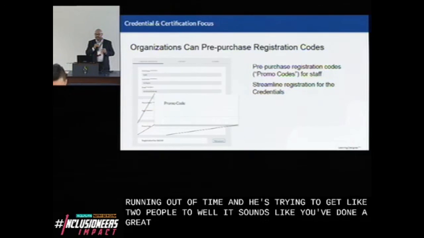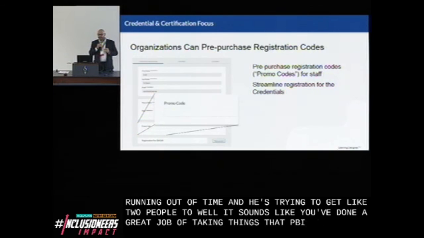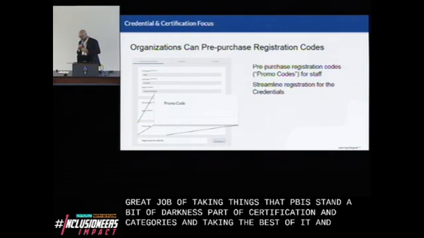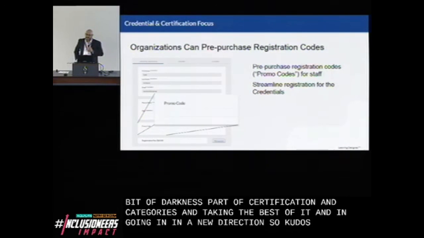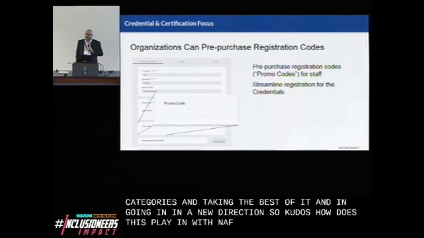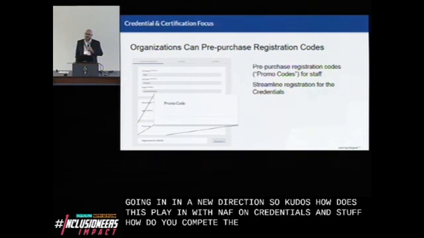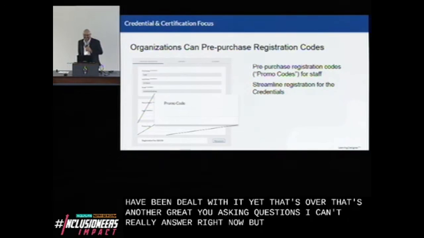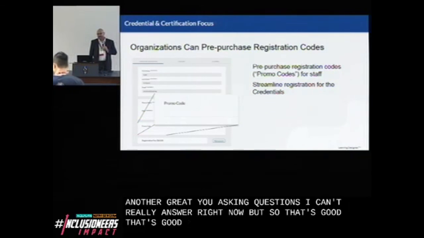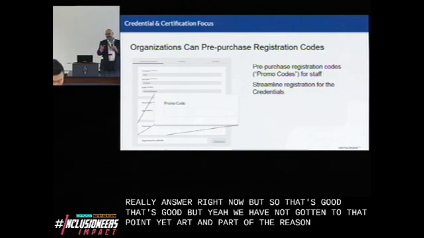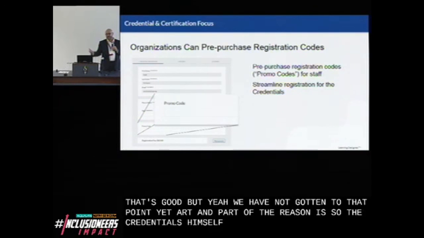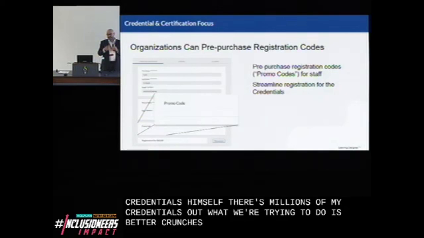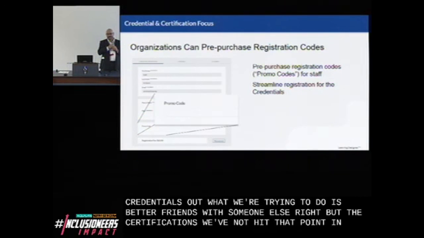Well, it sounds like you've done a great job of taking things that PBIS and AVID have done as part of certification and categories and taking the best of it and going in a new direction. So kudos. How does this play in with NAF and credentials? How do you compete? How does that all work? We haven't dealt with that yet. You're asking questions I can't really answer right now, but that's good. We've not gotten to that point yet. Part of the reason is the credentials themselves, there's millions of micro credentials out there. What we're trying to do is create better credentials than anyone else, right? But the certifications, we've not hit that point yet.